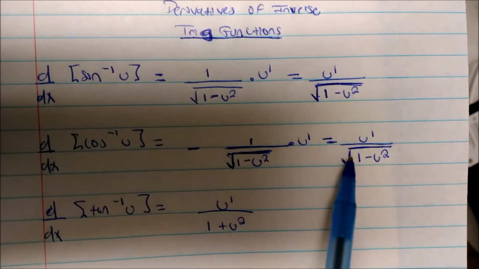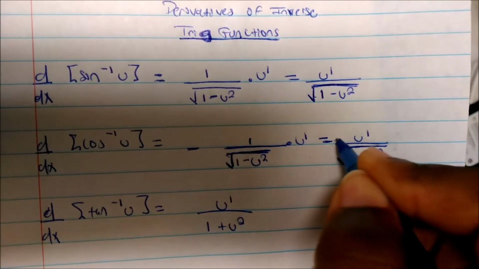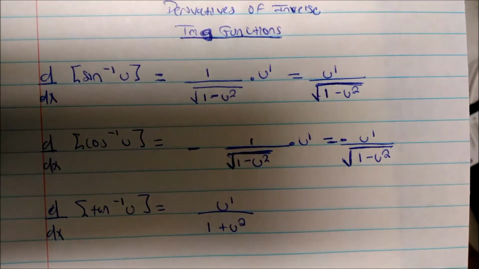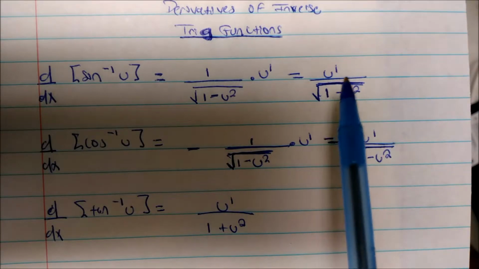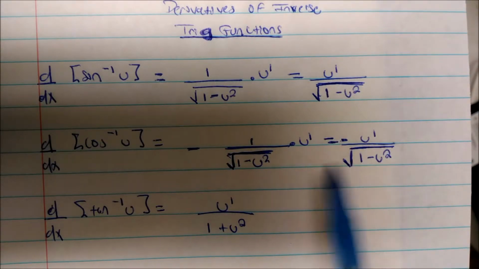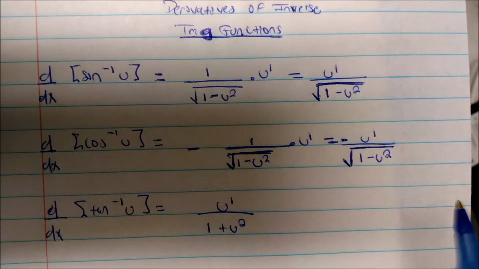Cosine inverse of u is the same thing. However, there's a negative in front of cosine. So I forgot a negative there. So same formula as for sine, however, it's just a negative, right? And it should make sense. You remember the derivative of cosine of x is actually negative sine of x. So anything to do with cosine will always be a negative. So the formula stays the same, it's just a negative in front of that.